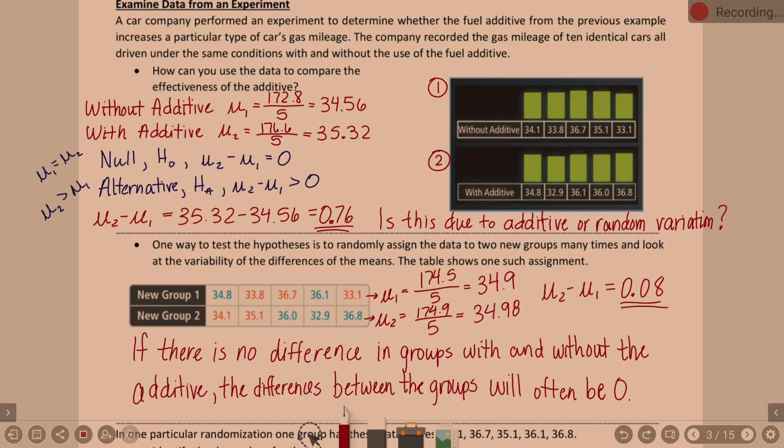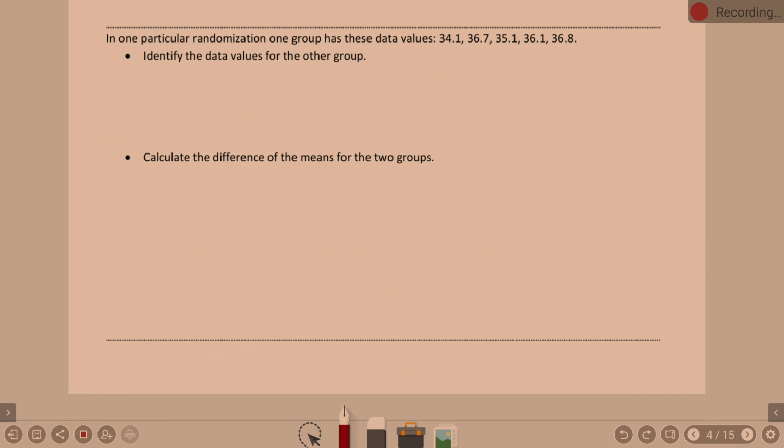Now, as you look at the next piece, in one particular randomization, one group has these data values. So they've already taken and pulled the first group. So they've taken, of the 10 values, and pulled one group, and I'm going to call this group 1. First thing, it asks us to identify the values in the other group.